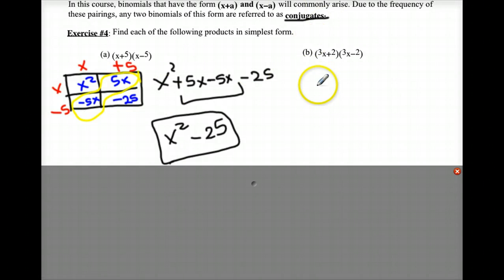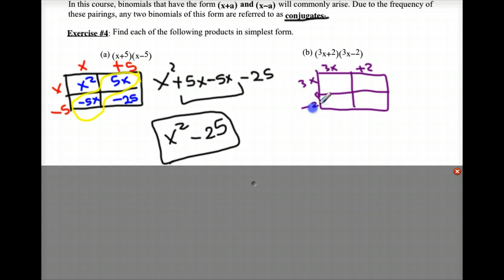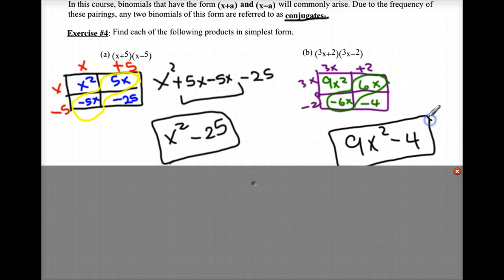Let's try B and see how it works. What do you notice? Let's see. 3x plus 2, and then I have 3x minus 2. So fill this in. I have 9x squared, 6x, minus 6x, minus 4. These are my like terms. 6 minus 6 I know is 0, so this actually becomes 9x squared minus 4, and that's my final answer. What I want you to do is pause the video, try letter C and D.